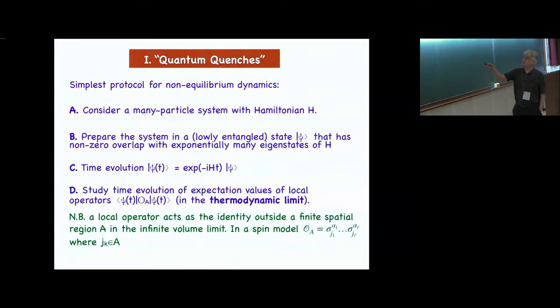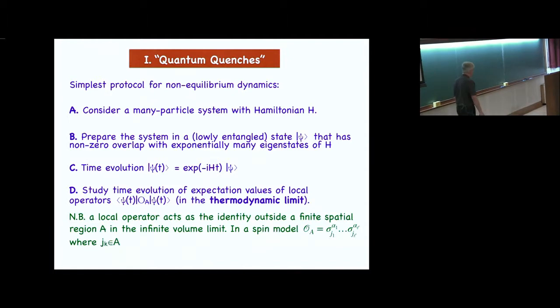Okay, so what is this quench protocol? We are given a number of things to work with. The fundamental thing we are given is a many particle system with some Hamiltonian H. This could be a spin chain, and I mainly will be talking about lattice models, but it could be a field theory as well. Now the idea is we prepare the system in some initial state. Typically, this initial state will not be arbitrary, it will be lowly entangled. That means it could be the ground state of some local Hamiltonian, which are lowly entangled.